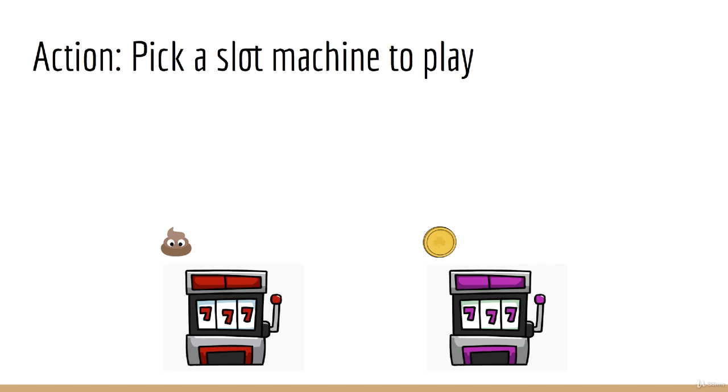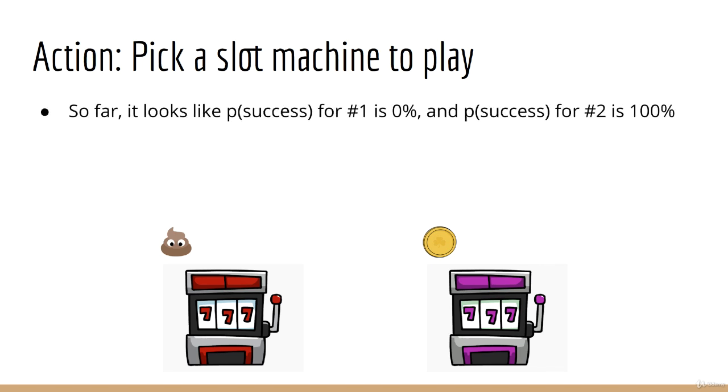Okay, so let's say we played slot machine number 2 and we won. Here's where we stand now. We played slot machine number 1 once and we lost that one time. We played slot machine number 2 once and we won that one time. So which one do we play next? Again, most of us would pick slot machine number 2. It appears so far that slot machine number 2 has a better chance of winning at 100% than slot machine number 1, which has a 0% chance of winning.